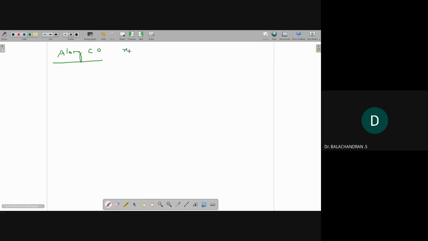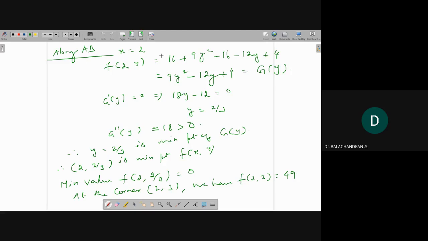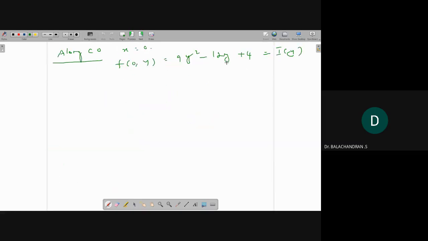Here x is equal to 0. So f of 0 comma y equals 9y square minus 12y plus 4, which I will take as a function of y. I think you can check it. This is the same as for x is equal to 2, the same function, 9y square minus 12y plus 4. You can check it here along AB. So you'll get the same result.